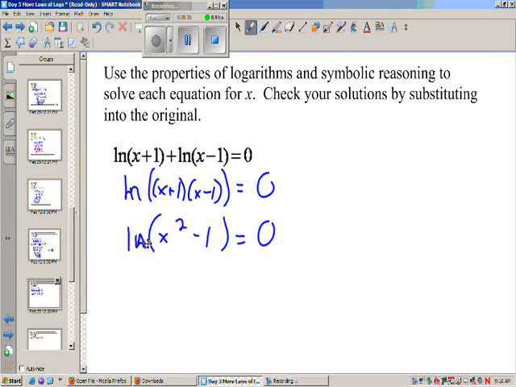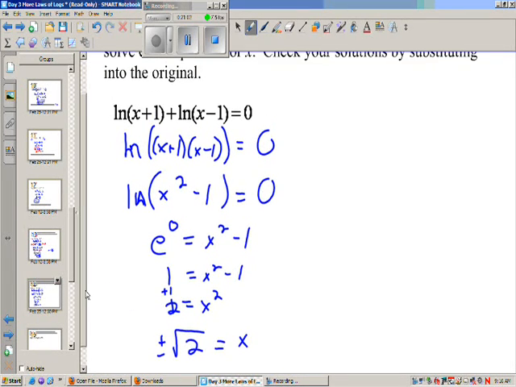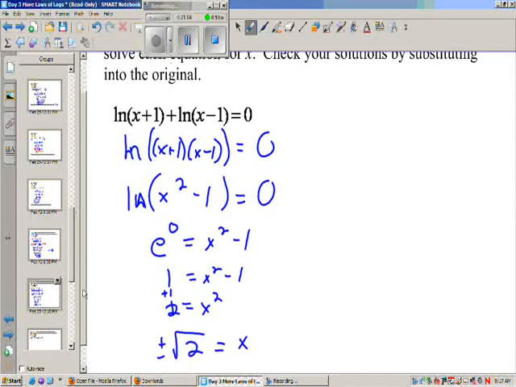So if I take my e down here to the 0 power, it is equal to x squared minus 1. Now e to the 0 is 1. Add 1 to both sides, so 1 plus 1 is 2. And now when I square root both sides, I'll have plus or minus square root of 2 is equal to x.